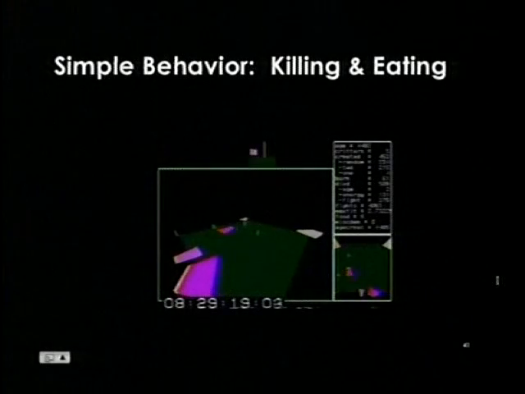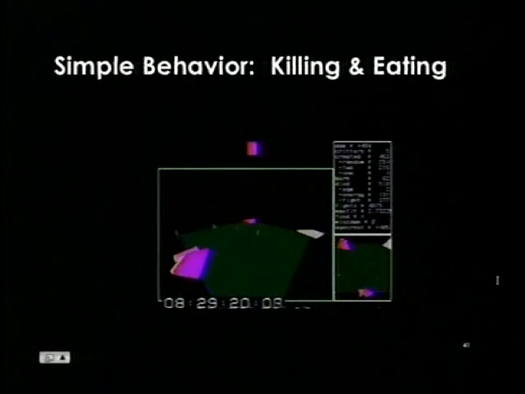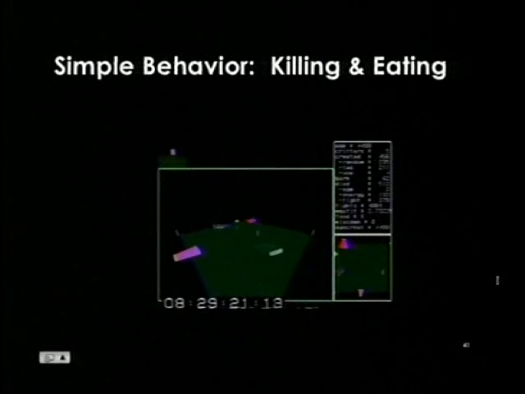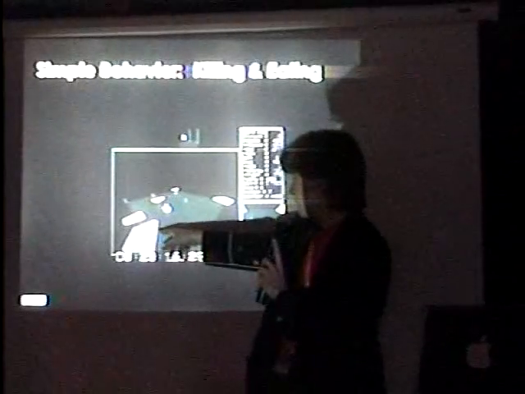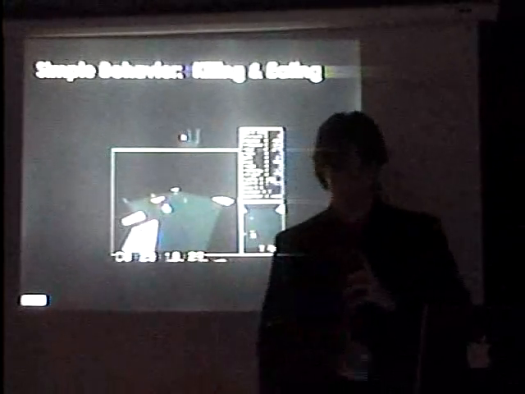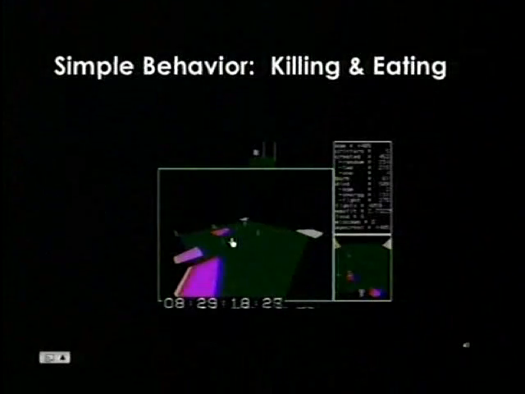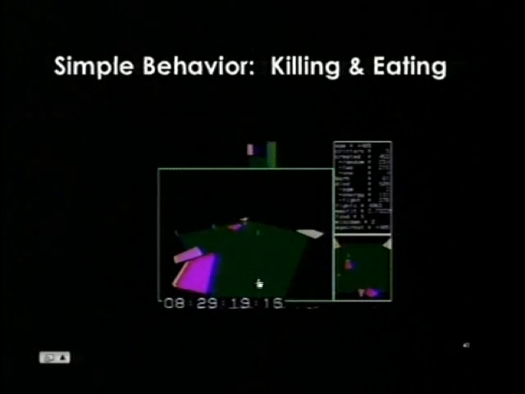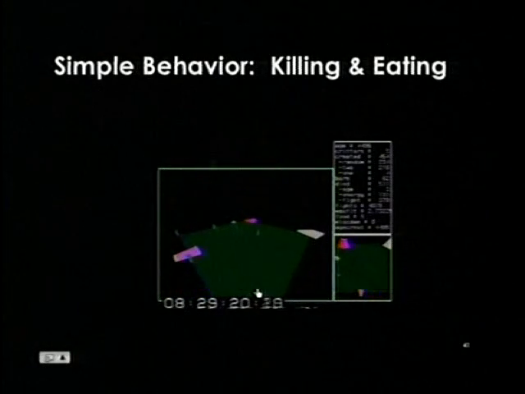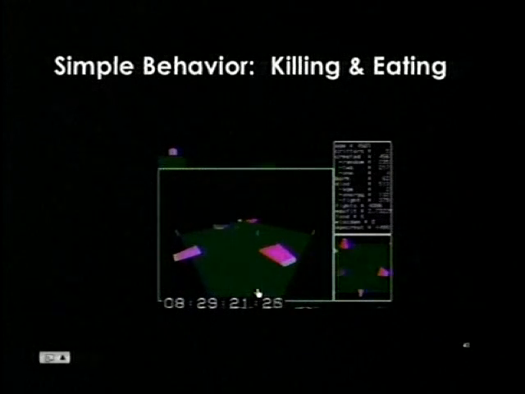Let's see. Okay, so here we have one critter and chomp. So, let's show this again. This critter eats this one, and then after that, takes its carcass. There we go. So, it goes near it, eats it, and then eats its carcass.